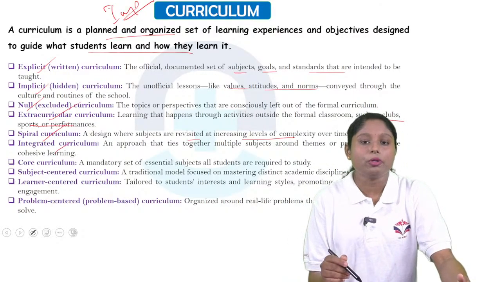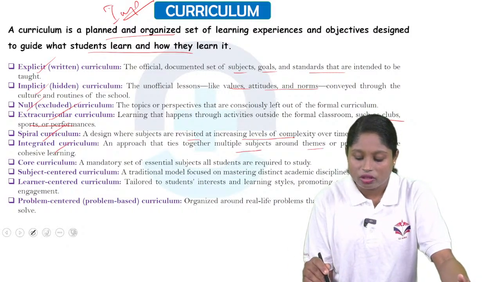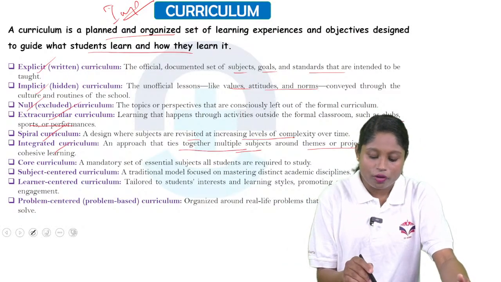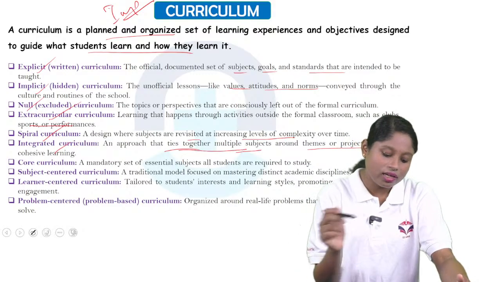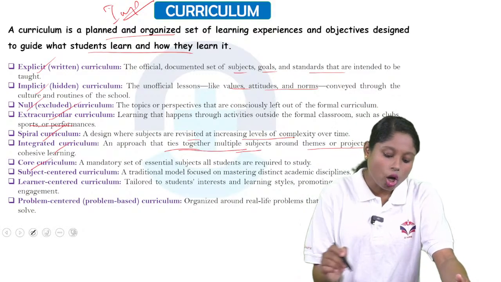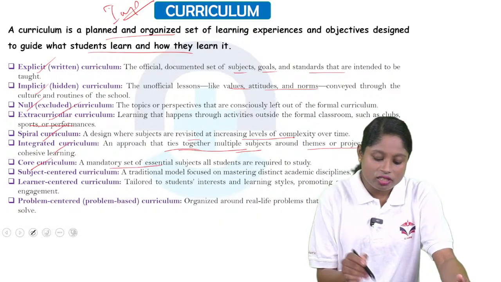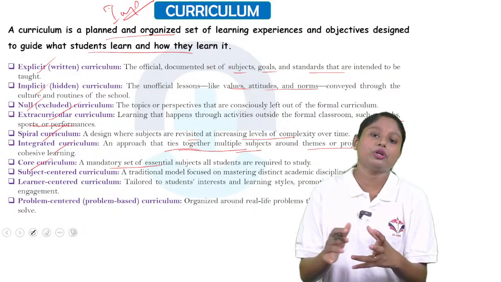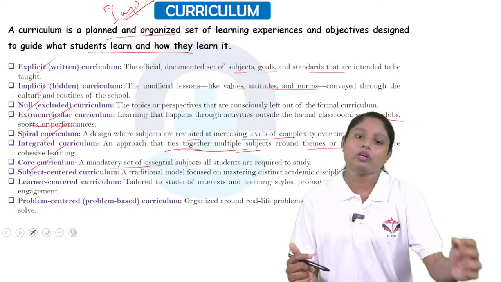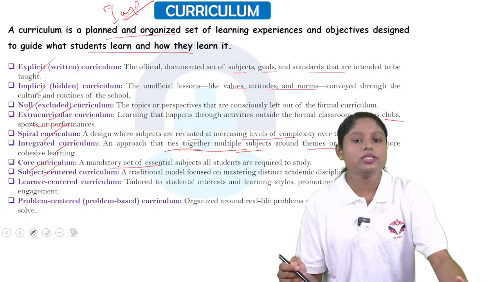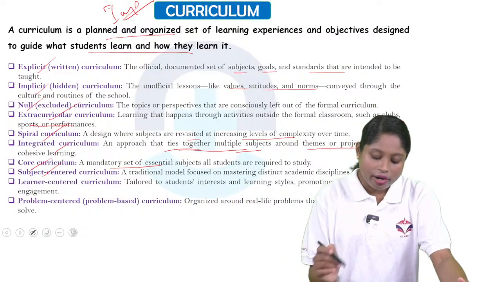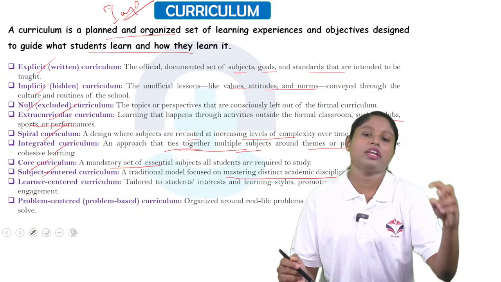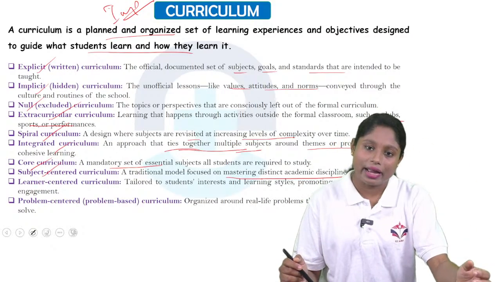Integrated curriculum, an approach that ties multiple subjects around themes or projects for more cohesive learning. So here we are tying together multiple subjects, then it is integrated curriculum. Next is core curriculum. So what is core curriculum? A mandatory set of essential subjects all students are required to study. So it is core curriculum, all the students should mandatorily study. So that is what is called core curriculum. Next is subject-centered curriculum. A traditional model focusing on mastering a distinct academic discipline. So it is mainly focusing on one particular subject or one academic discipline.